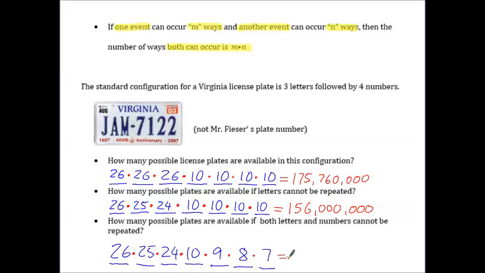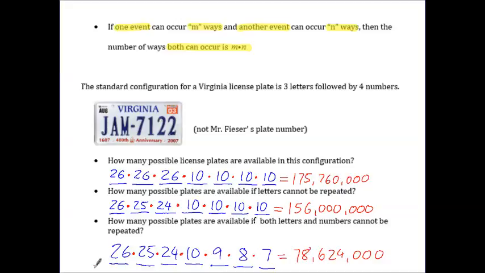And we get 78,624,000. Now that's still a pretty huge number, but it's less than half of what we had in our first example. That's the difference it makes if we can only use each number and each letter once.